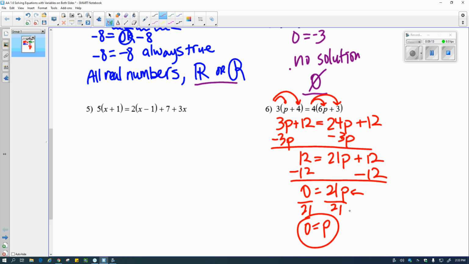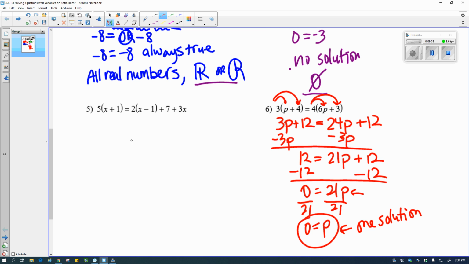So be aware of that. When you have 0 equaling something with a variable in it, I can still solve it. Don't jump the gun and say, oh, that must be a no solution. Because I have the variable in it, when I divide the 21 out, I can get a solution for that. So that one actually is a one solution situation, and my solution is that p is 0.